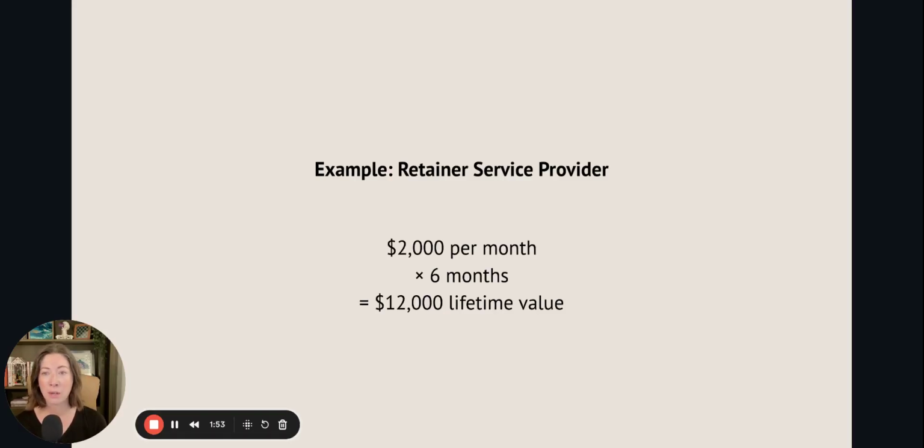So now let's look at what this looks like for a retainer service provider. Say, for example, you have a 2K package that has a 6-month container. Maybe you get your clients to stick around for 6 months, or your offer is delivered in 6 months. So that client would have a $12,000 lifetime value.